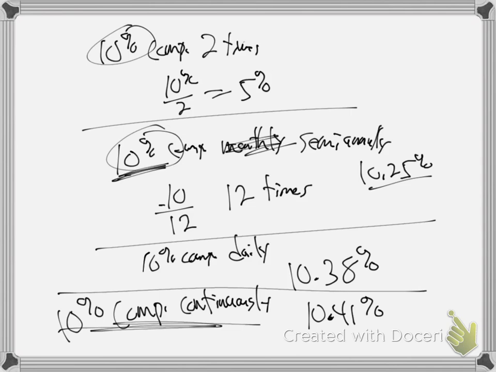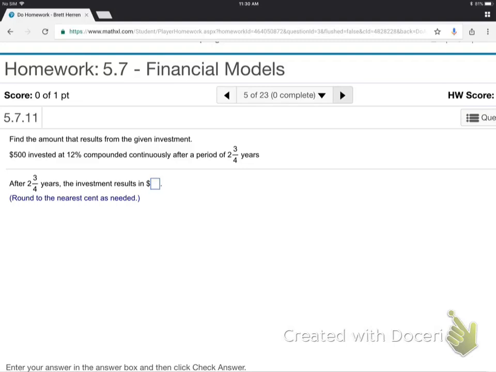All right, with all that said in mind, all right, so 500 invested at 12%, compounded continuously, 2 3/4 years. Give that a try. How do you know which of the two formulas to use? Continuously. Because it says continuously, right? So as soon as you see that, you go, okay, that's the PERT formula. Continuous growth.